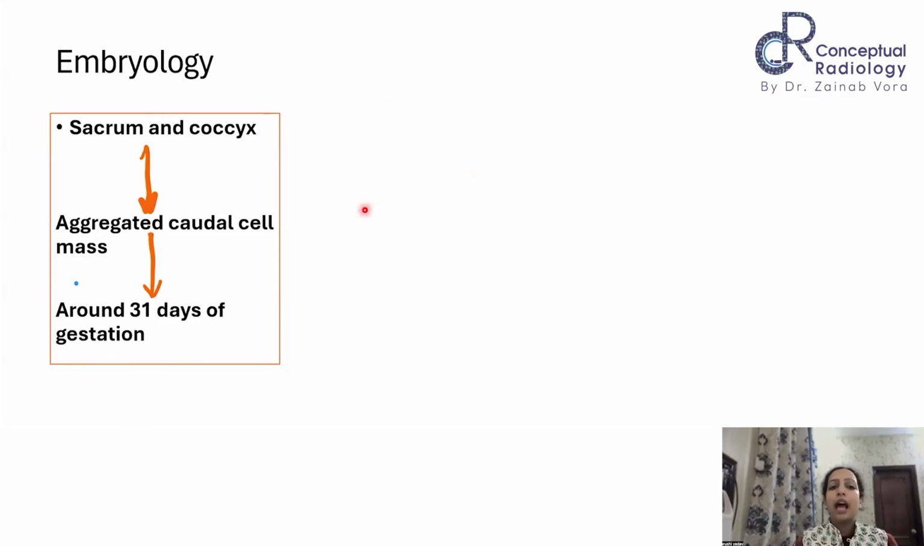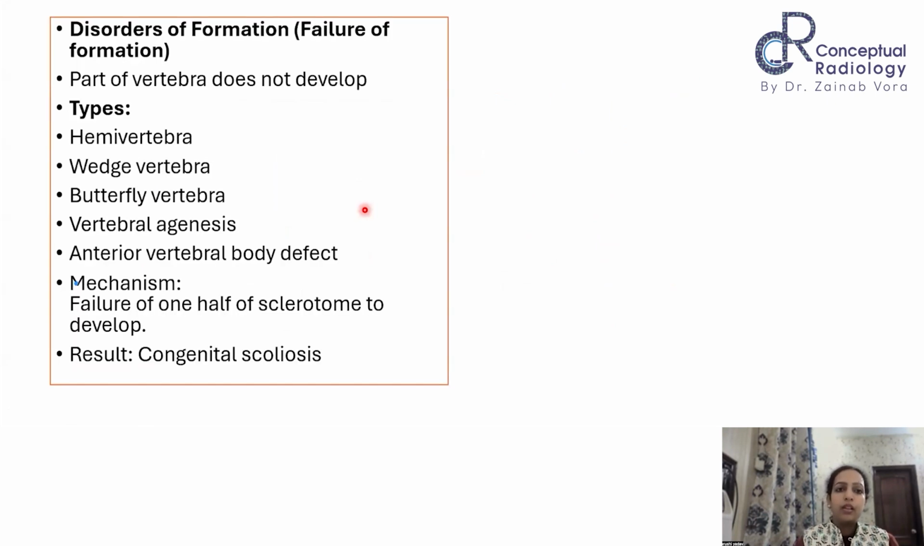Sacrum and coccyx have a little different pattern of evolution in the form that they evolved from an aggregated caudal cell mass, all right? And the differentiation of it also starts around 31 days of gestation. For currently, you just have to remember this, that there is an aggregated caudal mass from which both of them are going to appear. So now we have talked about disorders of segmentation.